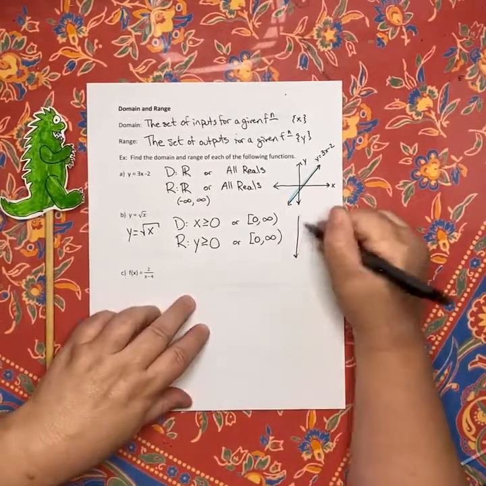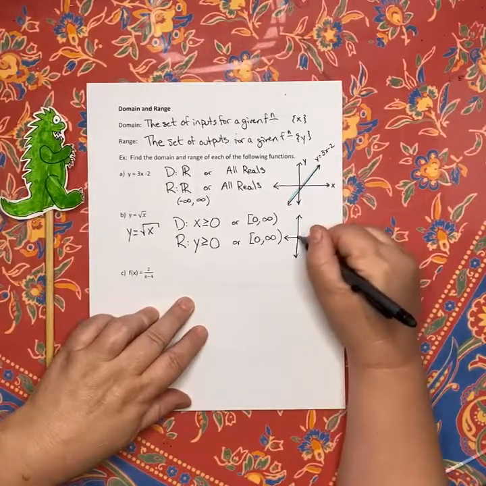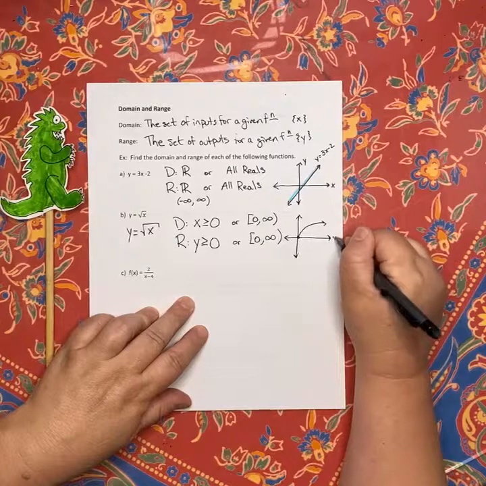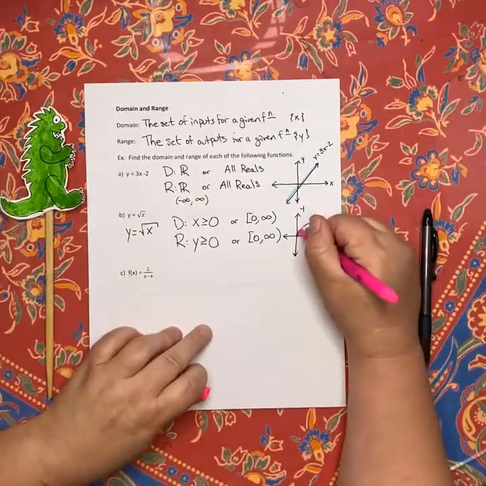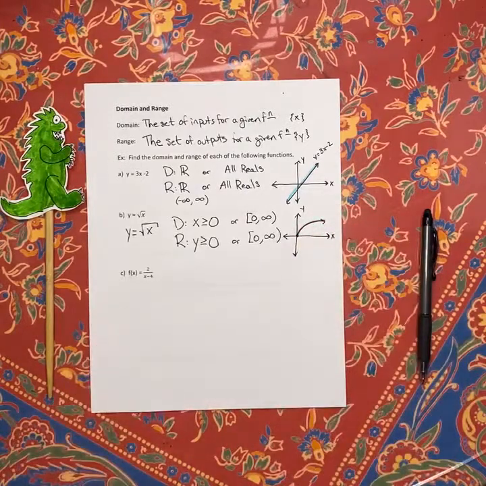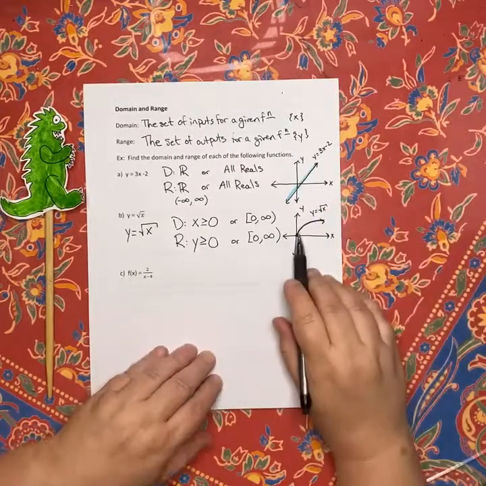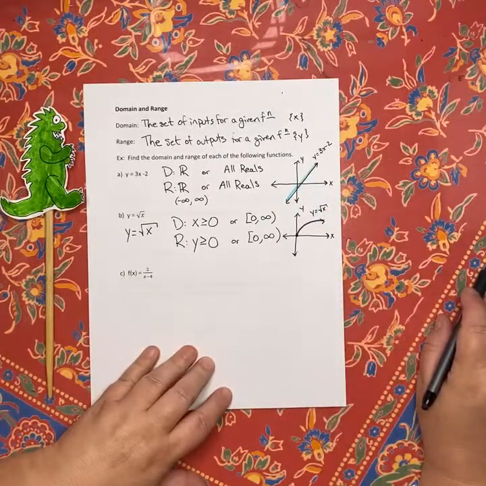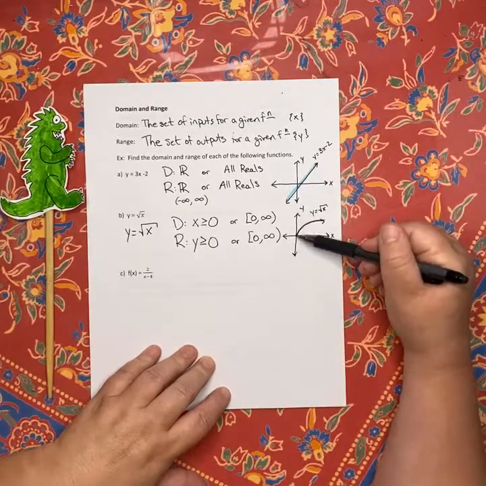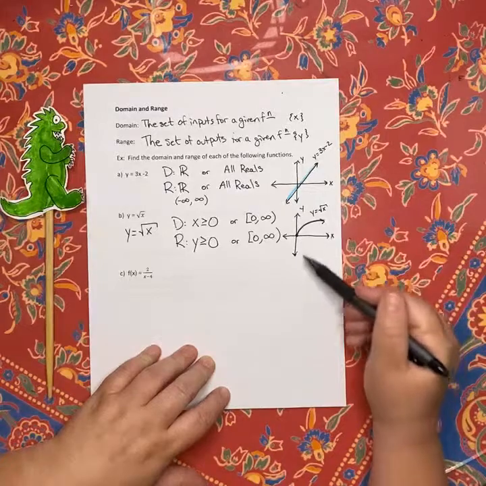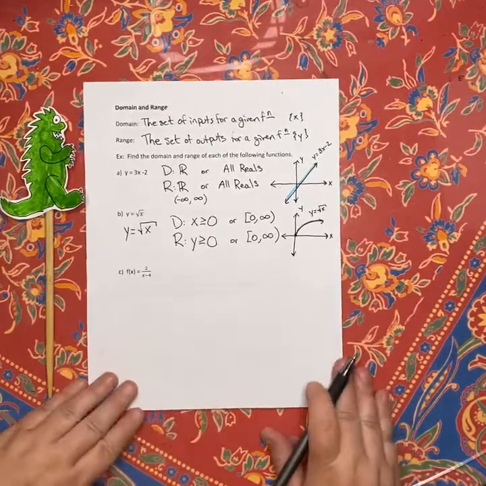And if I were to show you the graph, the graph of radical x looks like this. And you can see that x starts at 0 and goes all the way to the right, but it does not go to the left. And you can also see that y starts at 0 and goes up. It kind of heads up slowly. It never goes down to the negative side. So you can kind of see what the domain and range are just from the graph.